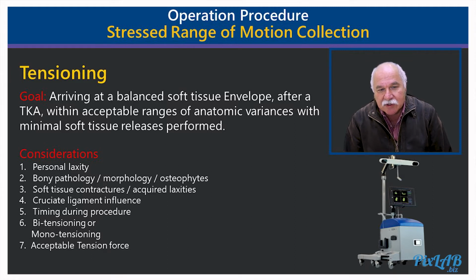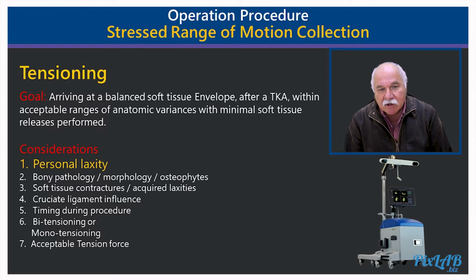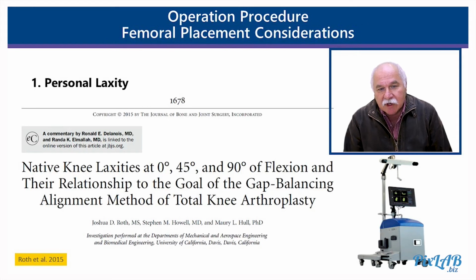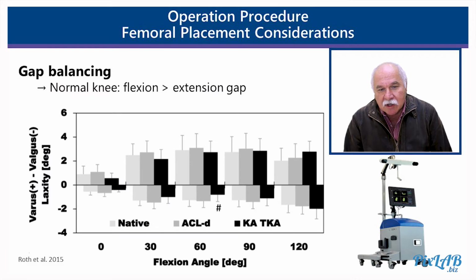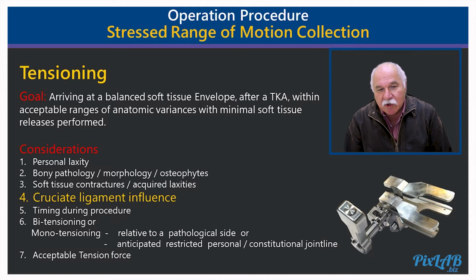Considerations would be personal laxity, and Roth have a good paper on the personal laxities of patients, and here we can see on the lateral side between 3 to 4 millimeters, and on the medial side 2 millimeters between the native ACL and the kinematic aligned knees. Secondly, we look at the bony pathology, the morphology of osteophytes, and then thirdly, the soft tissue contractures and acquired laxities. These will all have an influence on our tensioning.